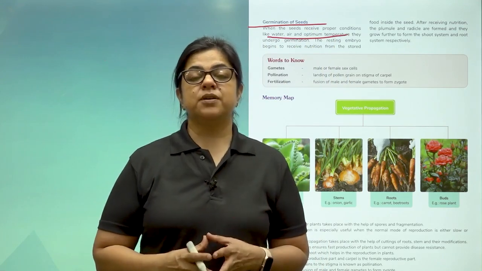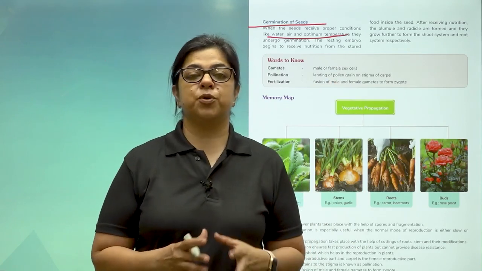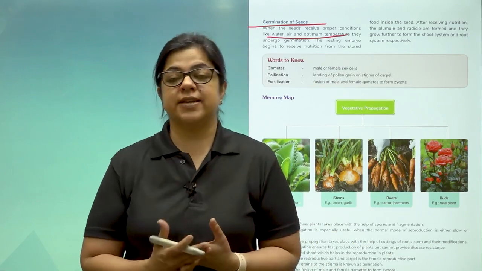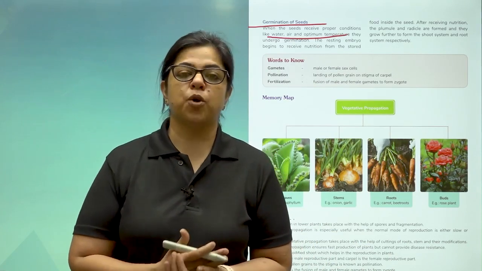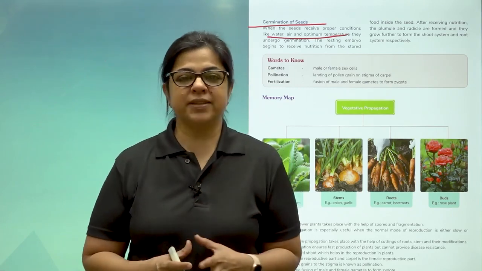So in this chapter, we have understood the different stages of reproduction in plants, whether it is sexual or asexual. We have also understood why we undertake vegetative propagation artificially. So I hope you have understood the chapter thoroughly.